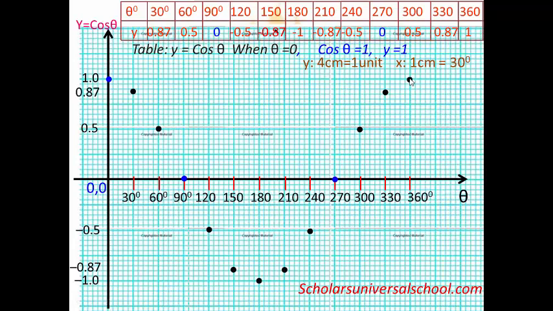So we have been able to plot our points, and we can now join the curve. We have the option of starting from here and going this way, and also of coming from here and going this way. We have the option of joining them together in any way that is convenient for us. So let us now plot the graph. We can see that is the graph of cos theta.